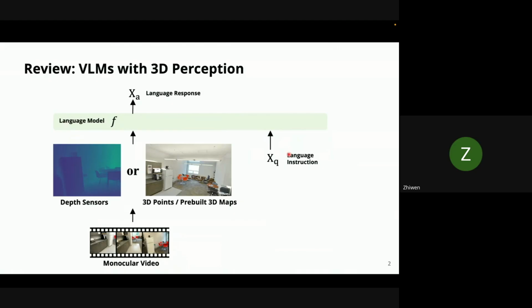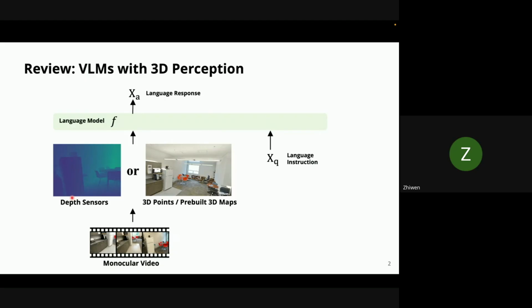They either use an additional depth sensor for each input image, or use a pre-built 3D map, just like this, to first build the 3D model from the monocular video and then feed the 3D input to the language model. Yeah, that's how it works. But there are two problems. If we require a depth sensor for every video, it's not scalable, because for most web videos we don't have accurate metric depths.